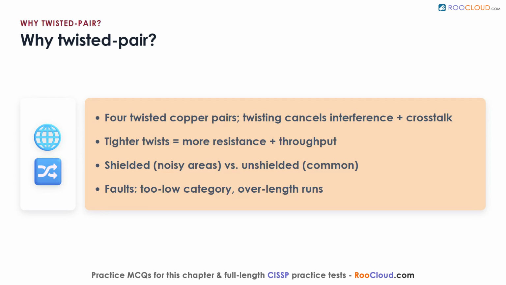The categories climb in capability as the twists tighten and the quality improves. Its main pitfalls are using too low a category for the speed you need, or running it past its length limit. Picture braided rope. The tighter the weave, the stronger and cleaner it pulls.